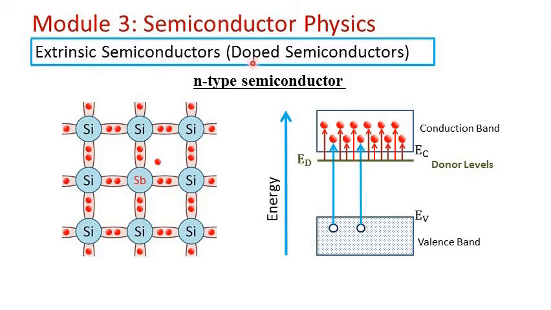Extrinsic semiconductors are also called doped semiconductors. Doping means adding impurity atoms to the semiconductor to increase either the number of free electrons or the number of holes. When the semiconductor is doped, it is called an extrinsic semiconductor. There are two types of extrinsic semiconductor depending on the type of impurity: N-type semiconductor and P-type semiconductor.